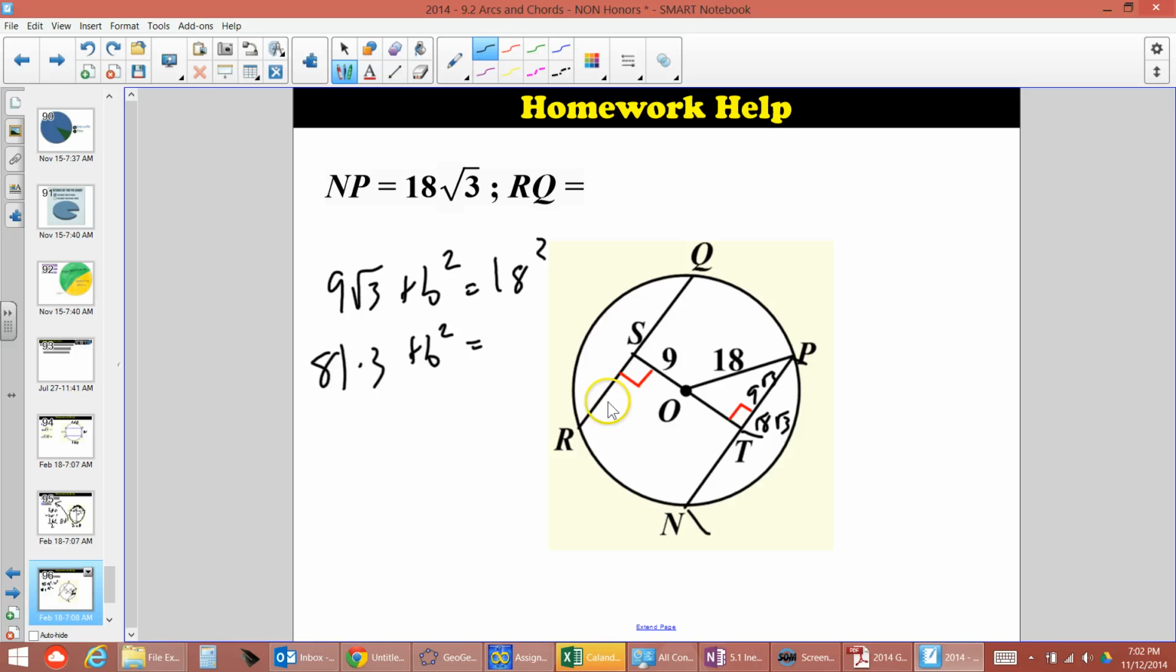You'd square root both sides. You'd find out this is 9. And once you find out this one right here is 9, then you can say, since they're the same distance away from the center, I know that chord NP and chord RQ are congruent. Therefore, RQ is 18 root 3 long. Anyways, I can't do any more homework help because the thing broke.